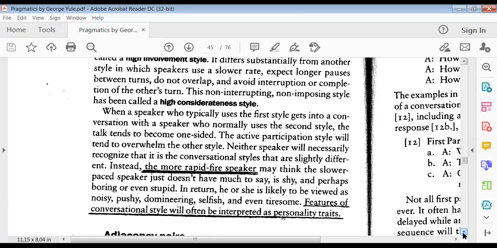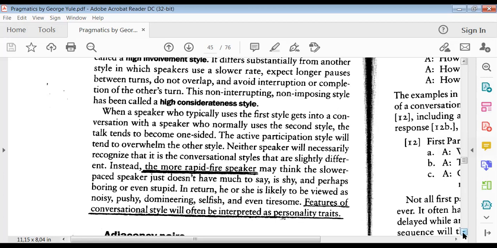So the more rapid fire speaker, or the speaker who uses language very quickly, may think the slower paced speaker just doesn't have much to say, is shy, and perhaps boring or even stupid. But the other party who uses language very slowly is likely to view the rapid fire speaker as noisy, pushy, domineering, selfish, and even tiresome.